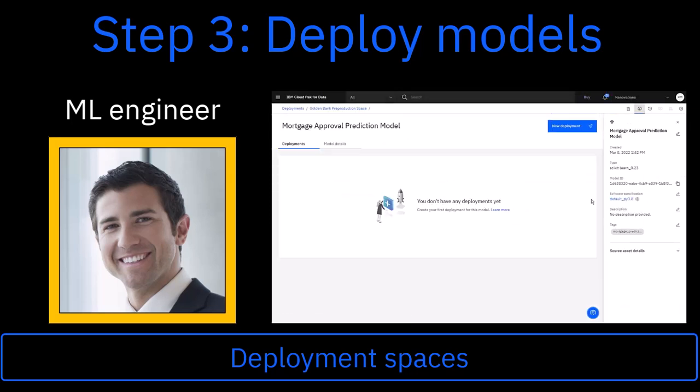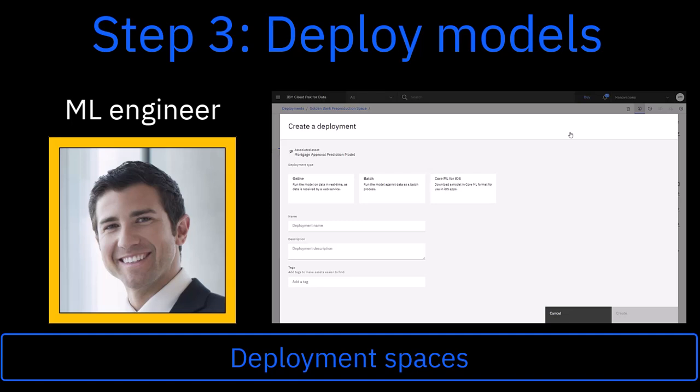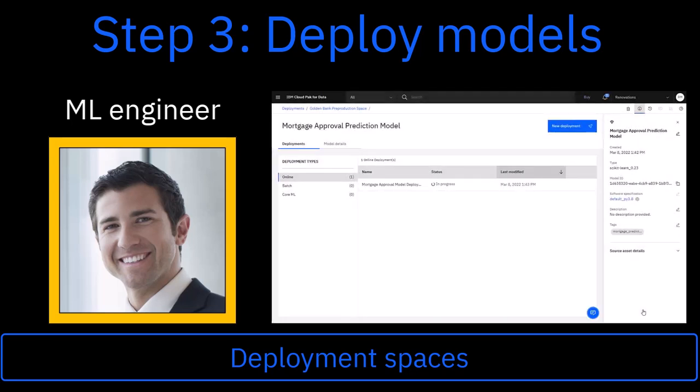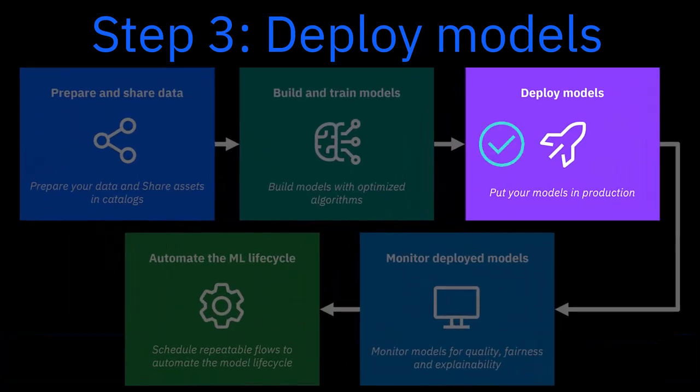The operations team at Golden Bank promotes a copy of the model from the project to a deployment space and then creates an online model deployment to get predictions back in real time from a web service. This step in the use case showed how your team can deploy models in Cloud Pak for Data.